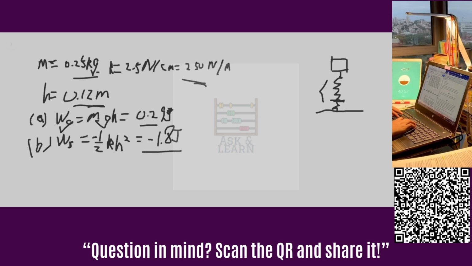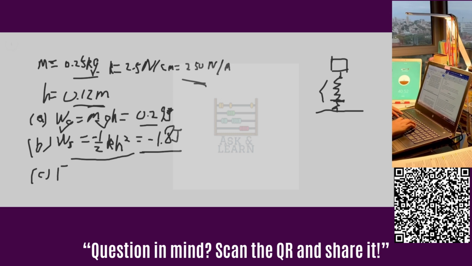So now if you compare these two results, you see that the work done by the spring is actually larger in magnitude than the work done by the gravitational force. So the residue comes from the initial kinetic energy of this block.